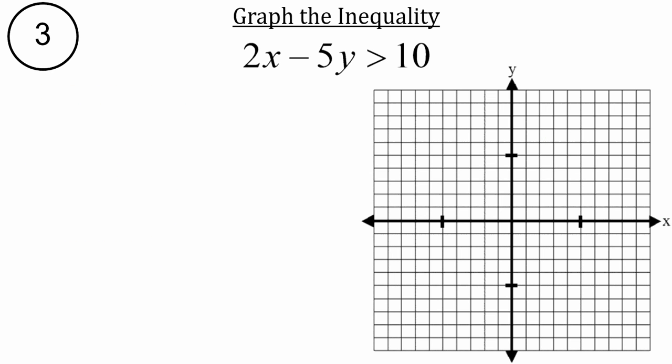So let's try another one. Here we want to graph the inequality 2x minus 5y is greater than 10. So again, let's think of our steps. We have to rearrange the inequality to put it into slope-intercept form. That means the y should be isolated. For us, we can see that y is not alone, so we're going to have to do some work on getting it alone.